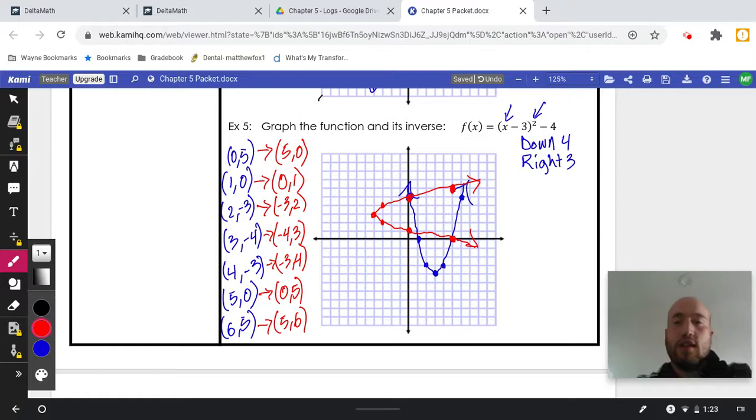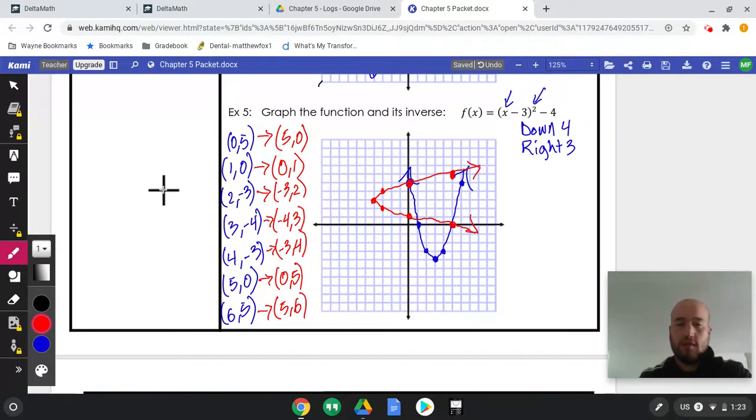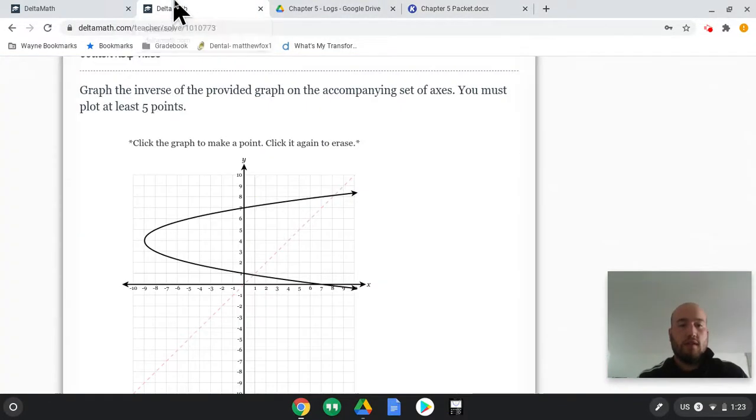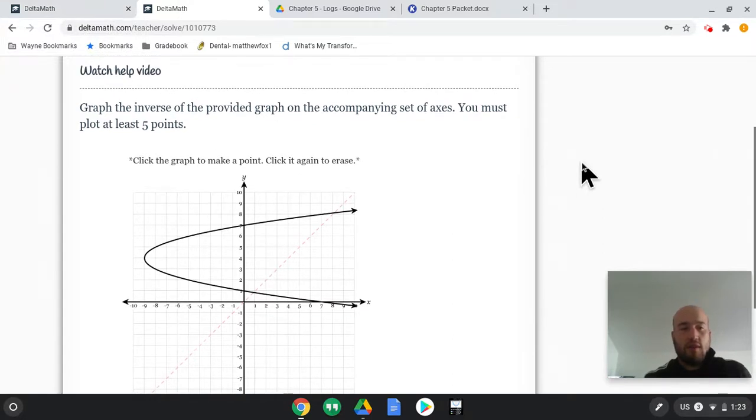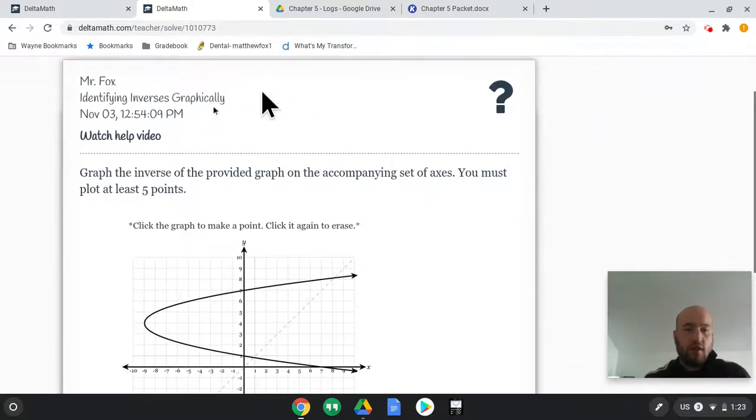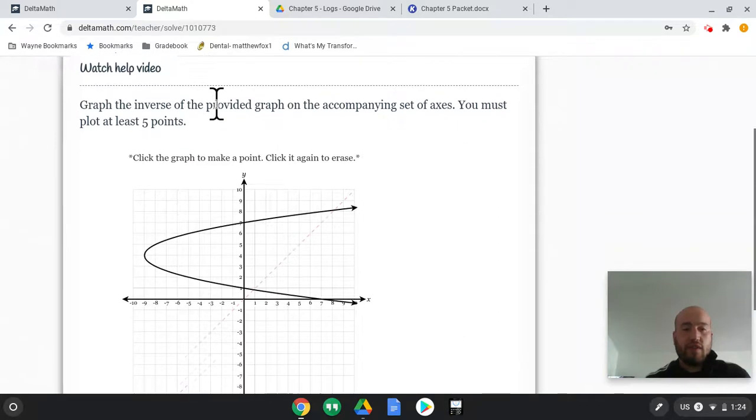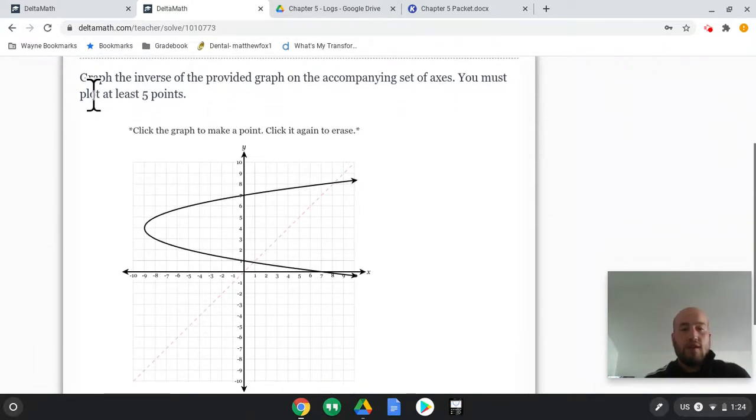Now, one thing I do want to point out before I let you guys go, so I'm going to switch over to the Delta Math tab, and it's going to be a small Delta Math assignment. The first section says identify inverses graphically. So to do this, it says graph the inverse of the provided graph on the accompanying set of axes. You must plot at least 5 points. Click the graph to make a point, click it again to erase.